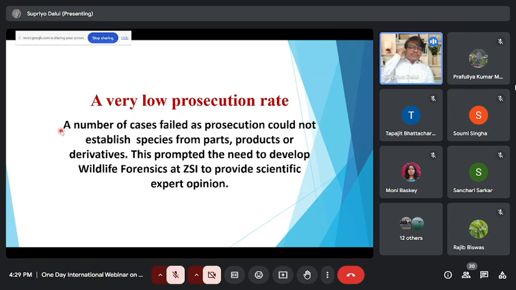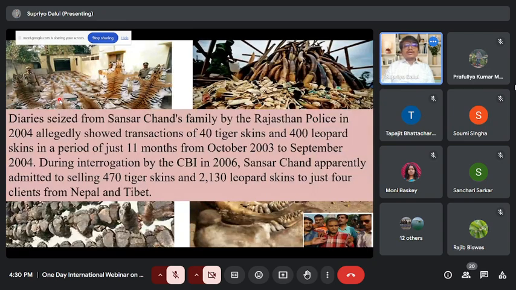So the criminals get attracted to this kind of wildlife trade. The low prosecution rate is a problem for our system. If we cannot identify the wildlife articles that were being poached or smuggled, then there cannot be a proper jurisdiction or a proper conviction of the criminals. So it is very important to identify the wildlife products associated with wildlife crime. This is the notorious, infamous case of Sansar Chand, which still gives me goosebumps to discuss.